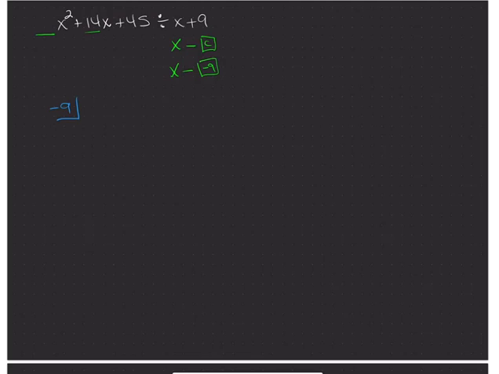Then I'm going to look at those coefficients out front. In front of my x squared, I have a 1. I'm going to give a little space. In front of my x is a 14. And then I have my 45. I'm going to skip down, and I'm going to draw a line. What's the first thing I do? I drop down the 1.